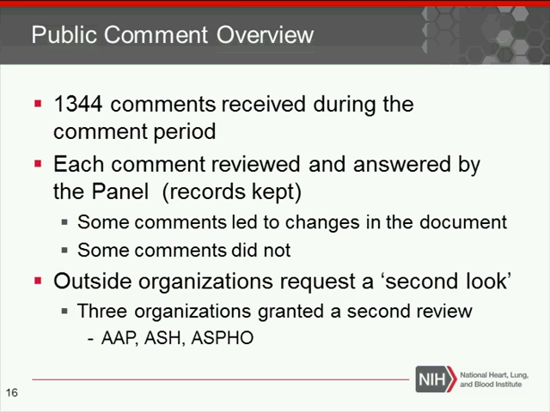And the outside organizations, I did want to mention them, that were granted the second look were the American Academy of Pediatrics, the American Society for Hematology, and the American Society for Pediatric Hematology and Oncology. There was a fourth organization that did request that look. Unfortunately, they were unable to complete. Next slide.